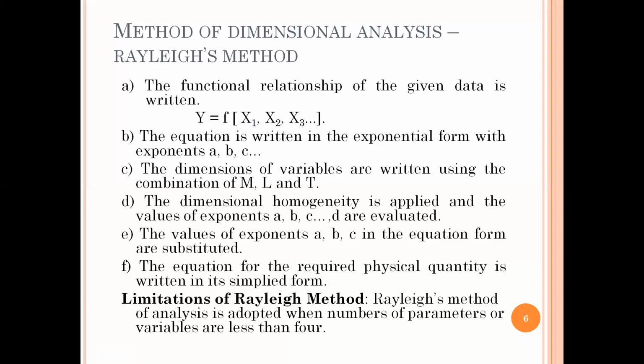Now I'll tell you the example which gives you better clarity. The limitation of this method is, the method looks very easy, but the number of parameters or variables should be less than 4. So the maximum is 3. Beyond 3, this method does not work out well.